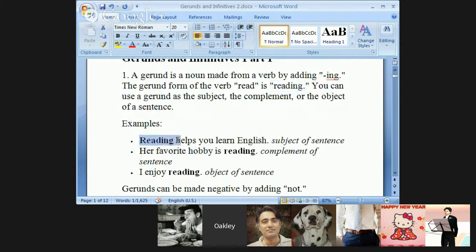reading, here's the subject, beginning of the sentence, of course. Reading helps you learn English. So we can use a gerund in the beginning of the sentence. This is actually fairly common. Fishing is a great sport. We can use it as what we call the complement of a sentence. Her favorite hobby is reading. It's kind of like an object, right? I enjoy reading. This is a true object of the sentence. Basically, a complement acts like an object, really.